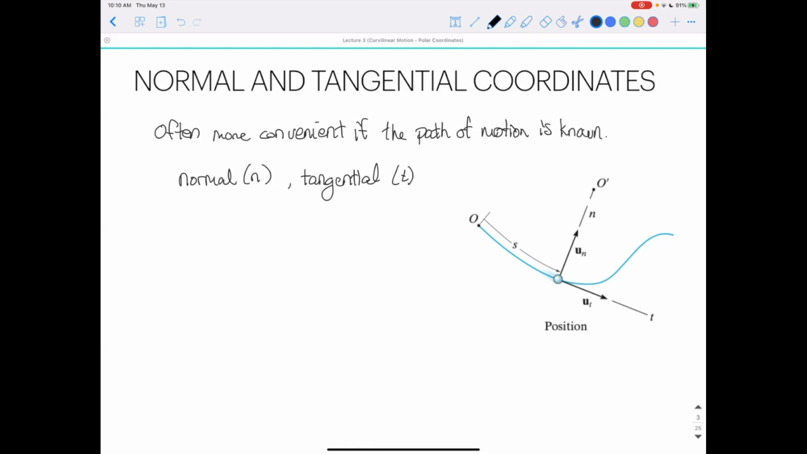So in the nt coordinates, or normal tangential coordinates, the origin is actually located on the particle as it moves along the path.